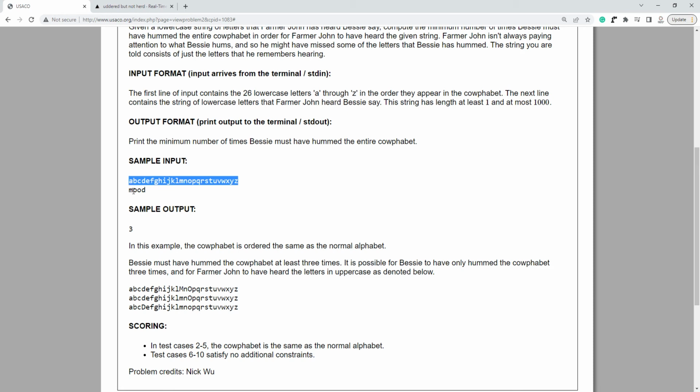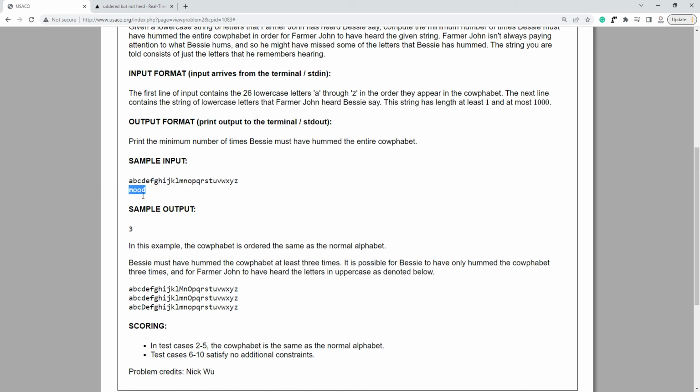So for this example, Farmer John could have heard Bessie hum M and then O, right? Then the only letters left would be P, Q, R, S, T, U, V, W, X, Y, Z, but the next one is O. So there are no O's in P through Z, right? So that means that's one hum of the alphabet done, and then we go to the next hum.